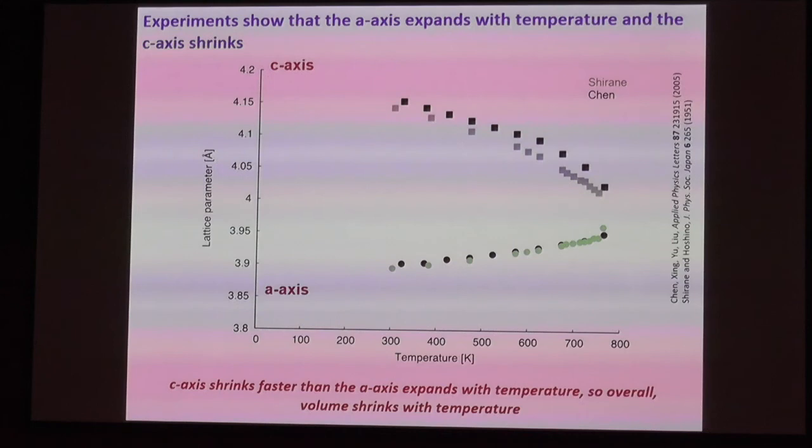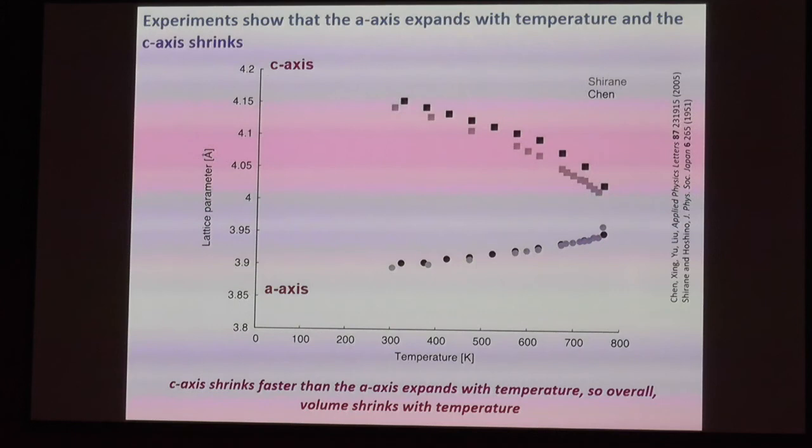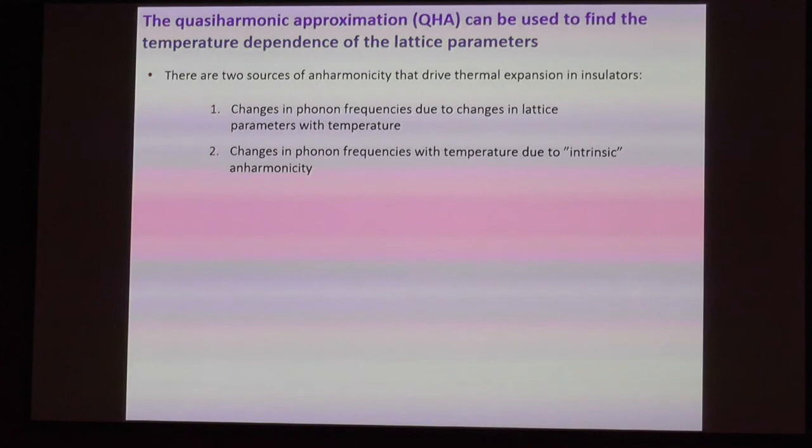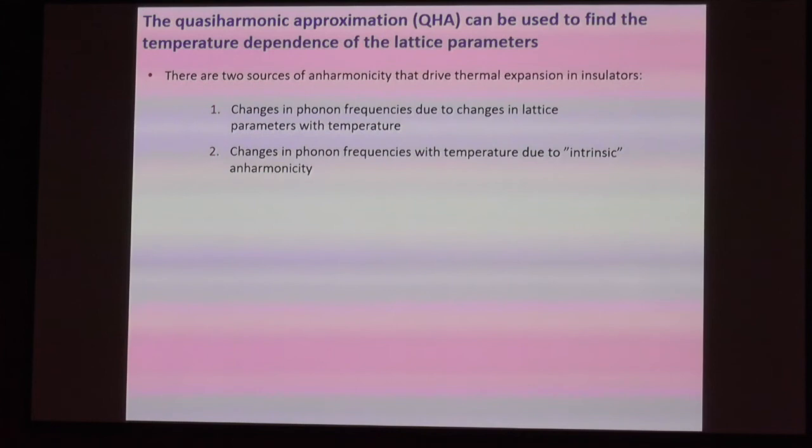And so can we reproduce this, at least qualitatively, with density functional theory? There are two sources of anharmonicity that drive thermal expansion. It's an inherently anharmonic effect. This is in insulators. So the phonon frequencies can change because the lattice parameters change with temperature. And they also change due to so-called intrinsic anharmonicity due to phonon-phonon coupling. Number two can be calculated to low orders with a fair amount of effort. Number one can be treated relatively straightforwardly within something called the quasi-harmonic approximation, with some caveats and limitations that I'm not going to get into.